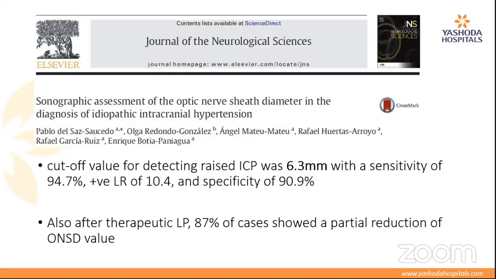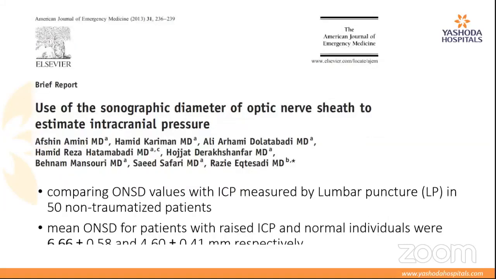This was done by Afshin Amini et al. and published in the American Journal of Emergency Medicine. In this study, ONSD values were compared with ICP measured by lumbar puncture in 50 non-traumatized patients. The mean ONSD for patients with raised ICP and normal individuals was 6.6.